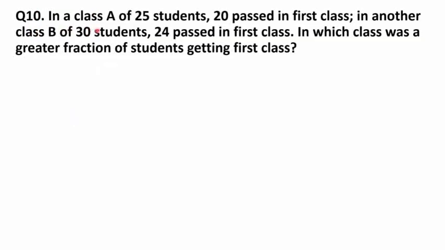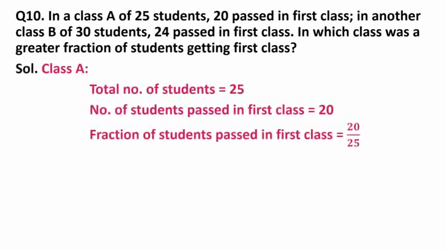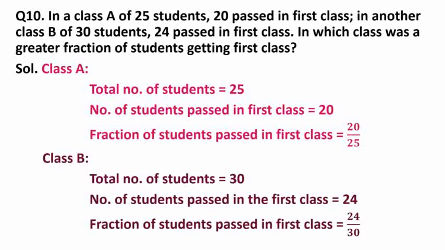Next question, in a class A of 25 students, 20 passed in first class. In another class B of 30 students, 24 passed in first class. In which class was a greater fraction of students getting first class? Okay, so first of all we will write for class A. The total number of students here is 25 and the number of students who passed in first class is 20. So the fraction of students who passed in first class is 20 by 25. Similarly, for class B, the total number of students is 30, the number who passed in first class is 24, and the fraction is 24 by 30.